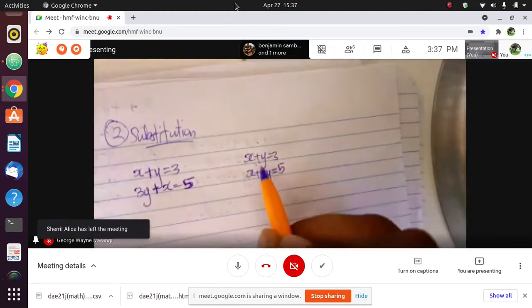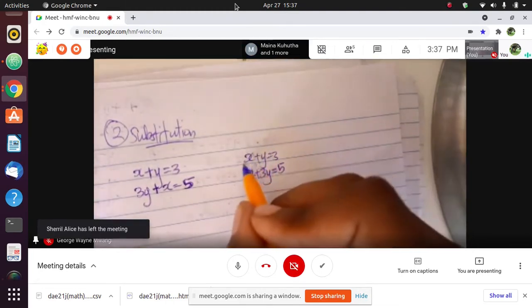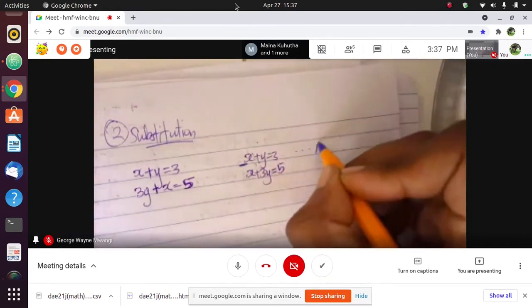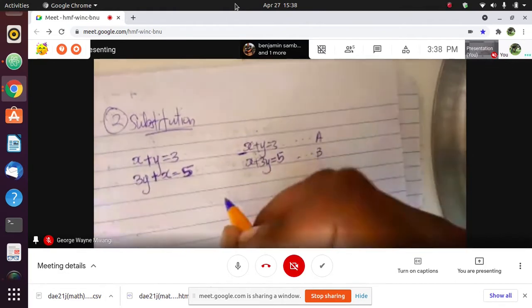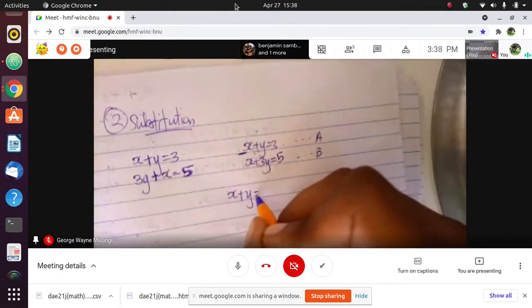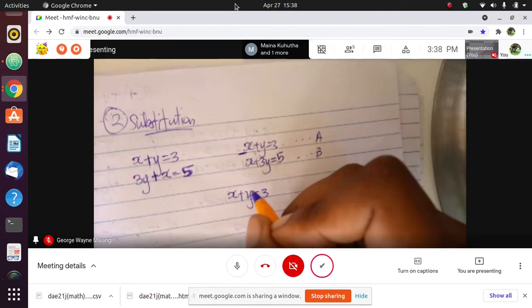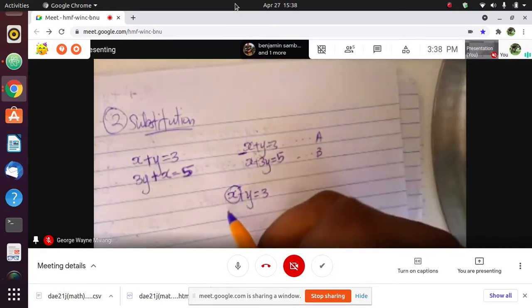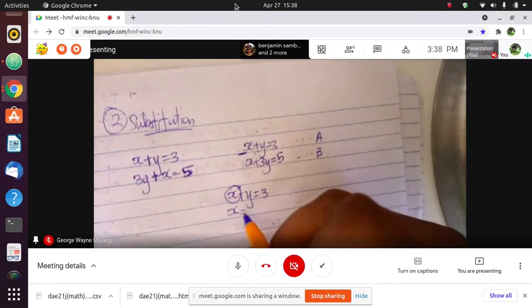You will take the easiest of the equations, the one where the coefficient is 1. For example, this is equation A and equation B. When we take equation A, let's say we want to substitute x. What we do is we make x the subject. We take x and make it the subject.